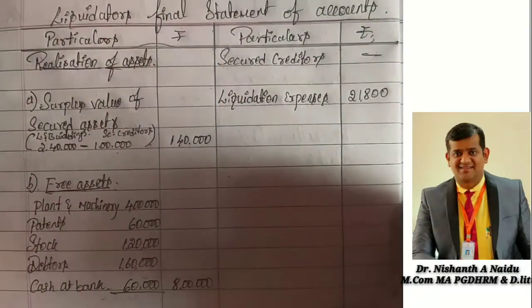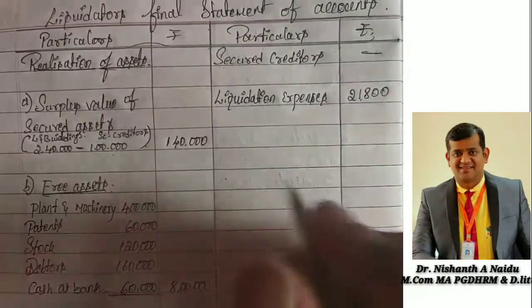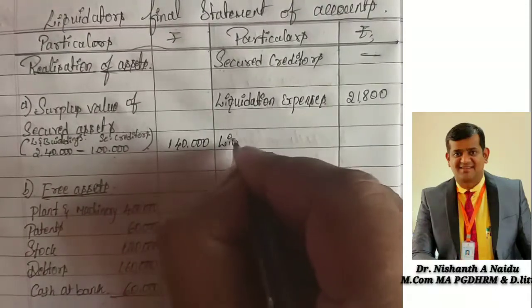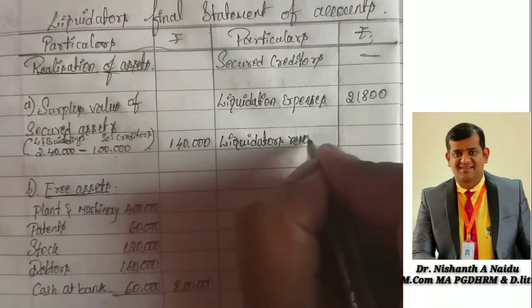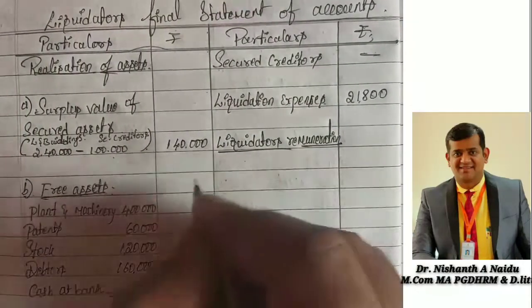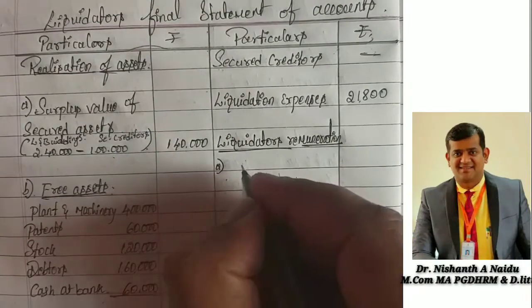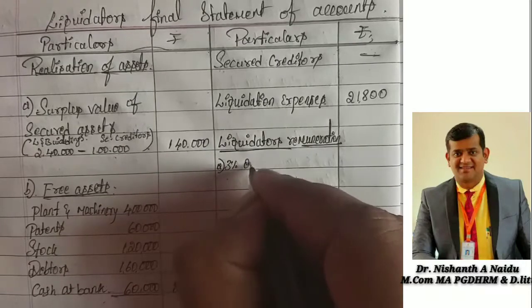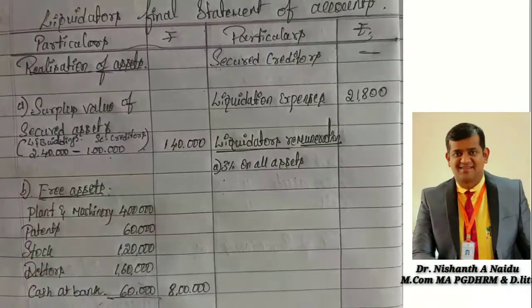Then the liquidator is entitled to a commission of 3% on all assets realized and 2% on amount distributed among unsecured creditors. So next I am going to write liquidators remuneration. Under this, first he said 3% on all assets realized. So 3% on all assets.